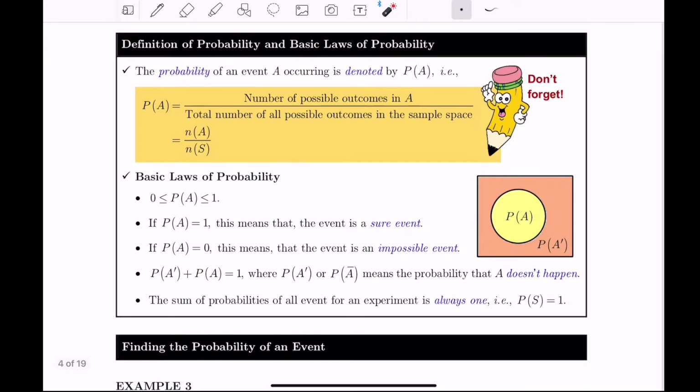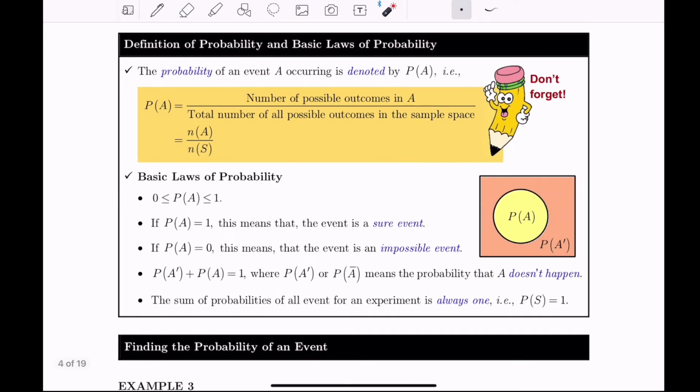Okay, next, we're going to have a look at the definition of probability and basic laws of probability. So the probability of an event A occurring is denoted by P(A). The definition of P(A) is the number of possible outcomes in A divided by the total number of all possible outcomes in the sample space. So we usually write it as n(A) over n(S), where S represents the sample space.